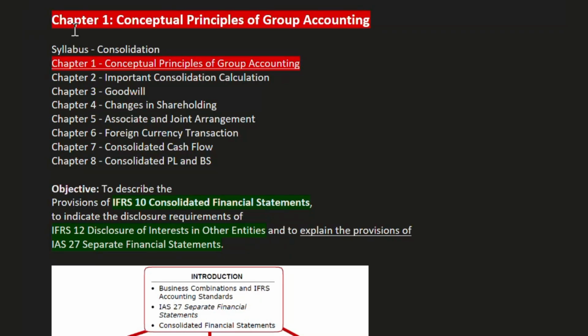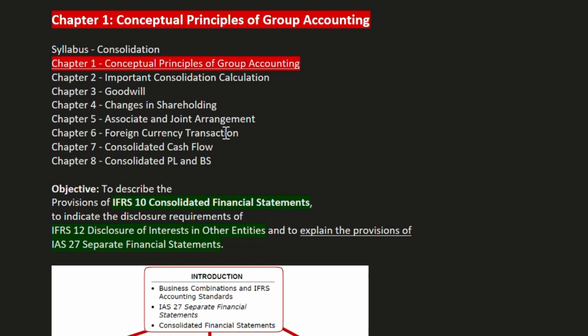In today's video, we are going to start consolidation. Under consolidation, we have a total of 8 chapters. First one is conceptual principle of group accounting. Second is important consolidation calculation. Third is goodwill. Fourth is changes in shareholding. Fifth is associate and joint agreement.